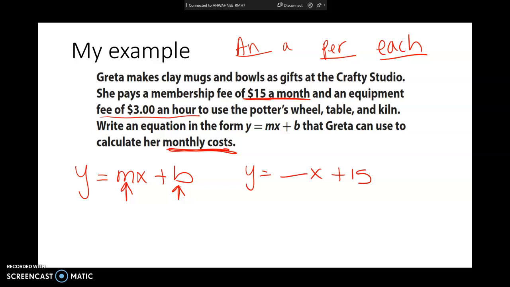Okay, so let's see. So she has to use the potter's wheel, $30 an hour. Do we know how many times she's going to use that potter's wheel? No. It's a unit where we don't know how many times she's going to use it. She's definitely going to pay that membership fee once, but maybe she uses the wheel for 10 hours, 5 hours. We don't know. So that number is going to go next to x, so it's 30x, final answer.